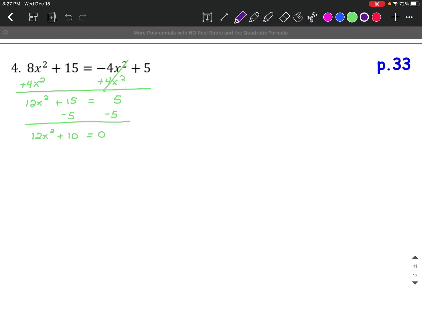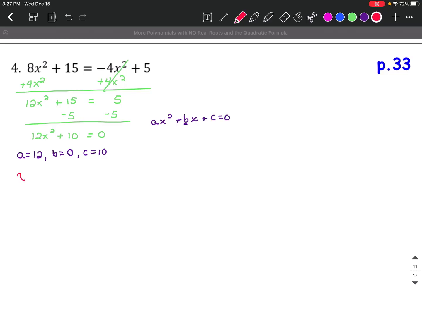Remember, it has to be equal to 0. Now, my a is 12, because that's how many x squareds I have. But my b is 0 because I have no x's. And my c is 10. Remember, it's ax squared plus b is how many x's I have, plus c equals 0.